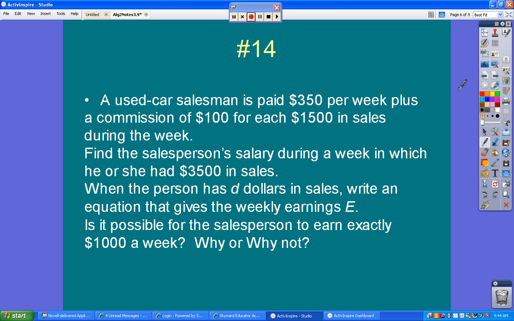Okay, this is number 14 that you'll see on your homework tonight. A used car salesman is paid $350 per week plus a commission of $100 for each $1,500 in sales during the week. And this is kind of an accurate thing that could happen in real life.